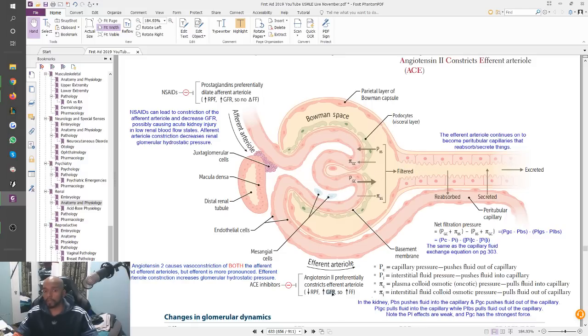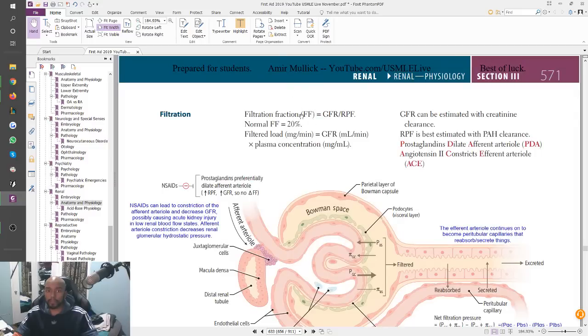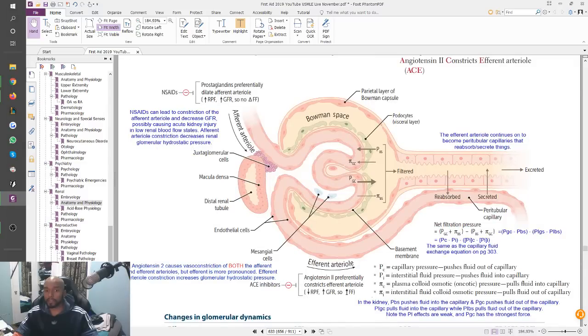So filtration rate increases. Now, filtration fraction is GFR over RPF. If GFR is increasing and RPF is decreasing, that makes the ratio really big, right? So filtration fraction is going to increase when your angiotensin II is working. And you're going to do the opposite once you start using ACE inhibitors. You're going to cancel this out, so filtration fraction will decrease and go back to normal again. Right, so those are definite things you get questions on. You want to make sure you have that down.